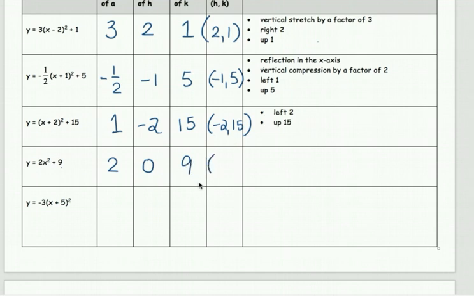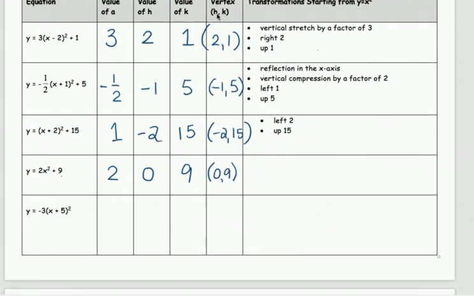All right, so what is your vertex? If it didn't go left, because remember you start at 0, 0. If it didn't go left or right, you're still at 0, but then you went up 9. So your new vertex would be here. Okay, so again, reminder, it's H and K. Think of vertex as being H and K.